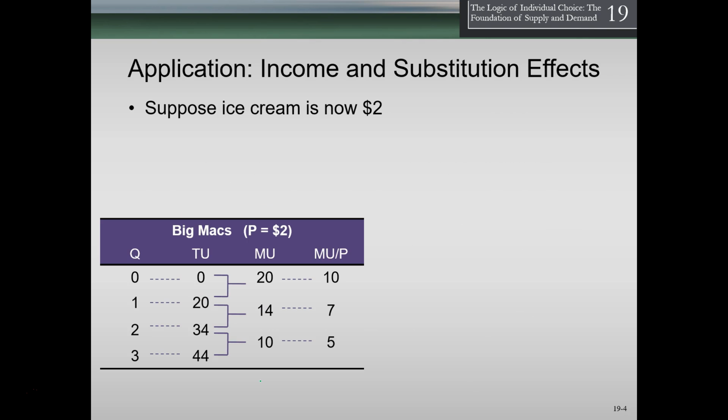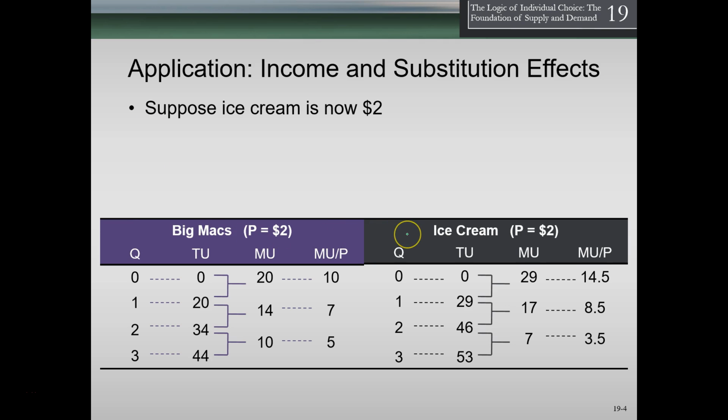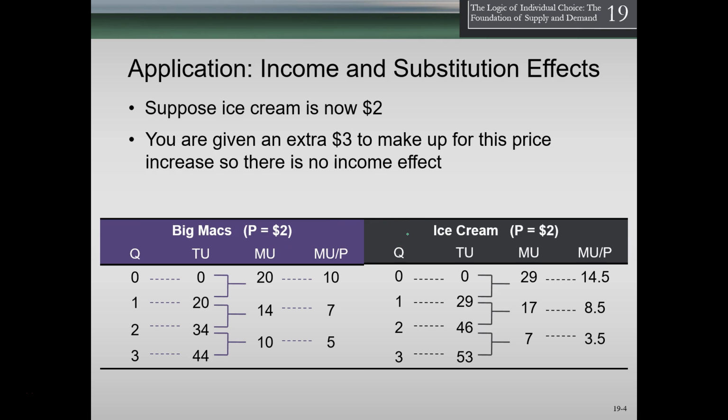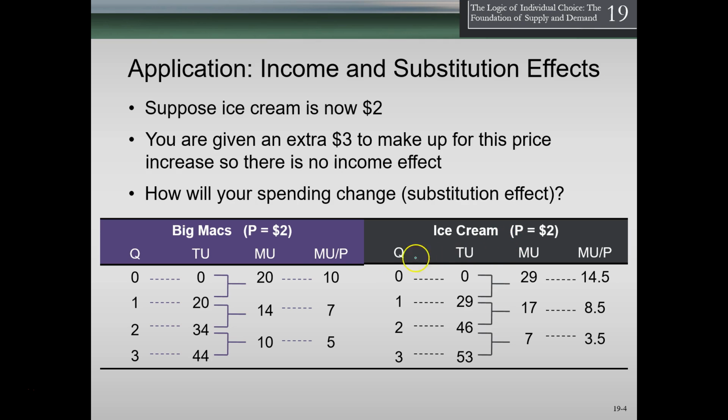So if we take a look at our example again, remember our example where we had the Big Macs and the ice cream, and we try to explain the income and substitution effect in terms of this example. Suppose that ice cream is now $2. So we have our Big Macs over here, which are $2, and the ice cream is now $2 as well. We're given an extra $3 to make up for this price increase. So the Big Macs were $2 before, ice cream was $1, now the ice cream is $2. How will you be spending change?